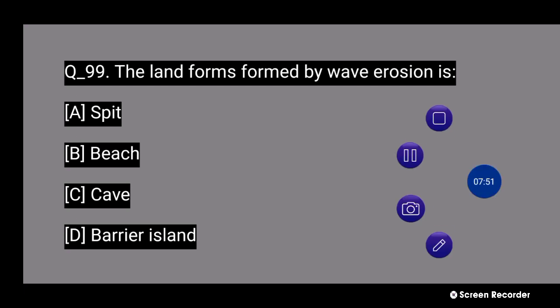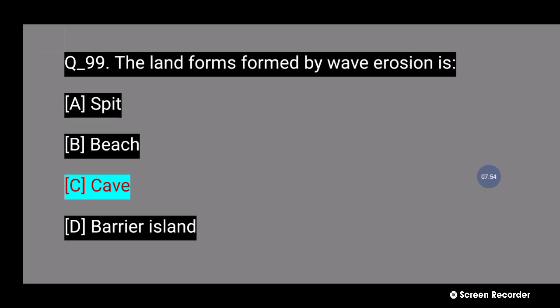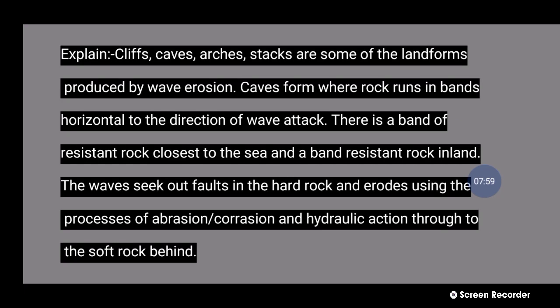Number C, cave, the landform formed by wave erosion. 99 number question. Explain: cliffs, caves, arches, and stacks are some of the landforms produced by wave erosion. Caves form where rocky headlands bend horizontally in the direction of wave attack. There is a band of resistant rock close to the sea and a band of resistant rock inland. The waves attack and erode the hard rock using the processes of abrasion and corrosion, and the hydraulic action erodes the soft rock behind. Next question.